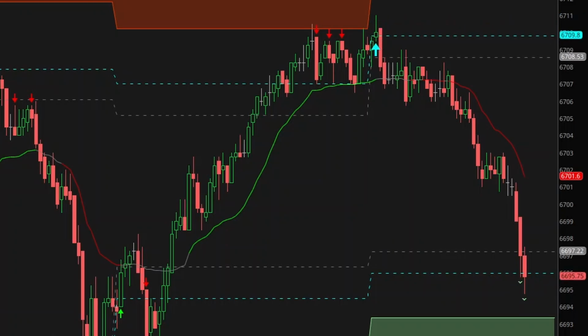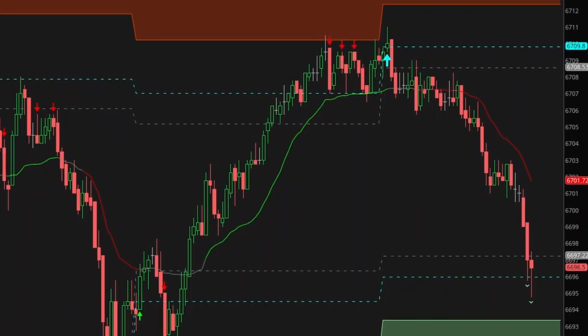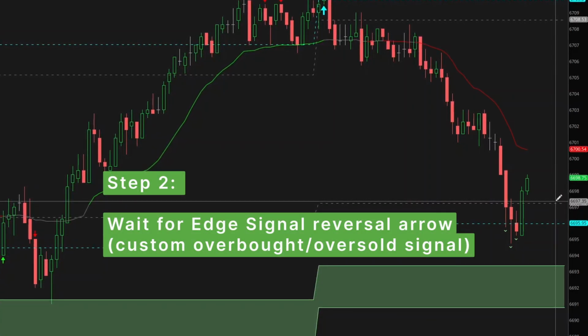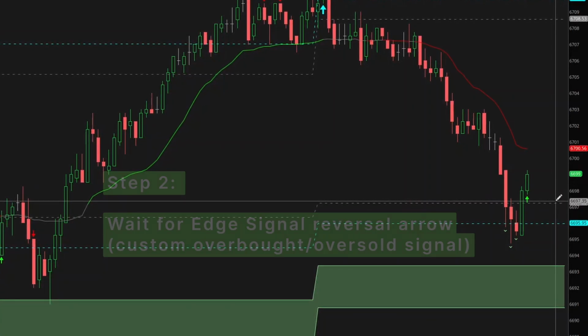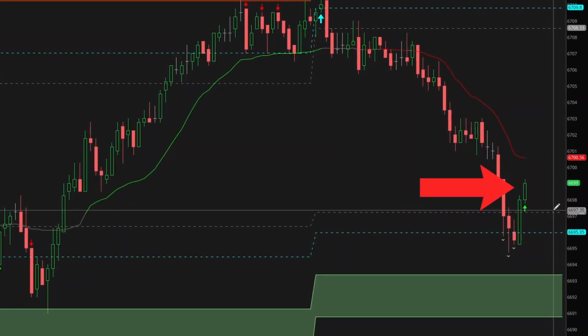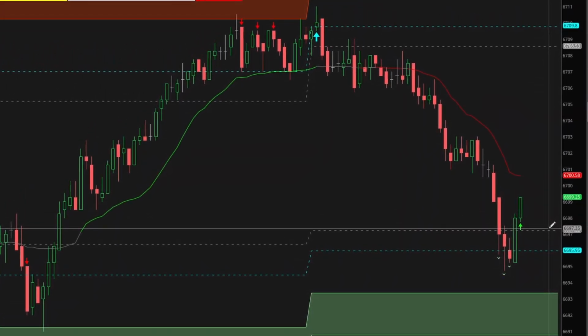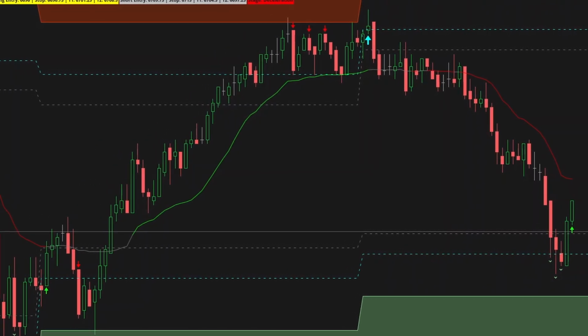Now the question is, when do we actually enter? What is the confirmation trigger? When do we know that the selling has subsided? For that, we use our overbought, oversold confirmation signal, which is called the edge signals indicator. It simply plots a green arrow for buys, a red arrow for sells. So in this case, we're looking for a green edge signal arrow since we're waiting to buy the dip here.